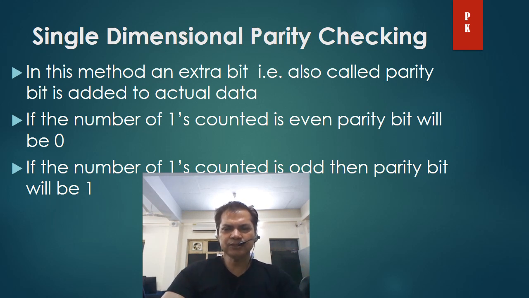Now, if the number of ones in the data counted is even, the parity bit will be 0, and if the number of ones counted is odd, then the parity bit will be 1. So we have to add at the beginning either 0 or 1, depending on whether the number of ones in the data is even or odd.